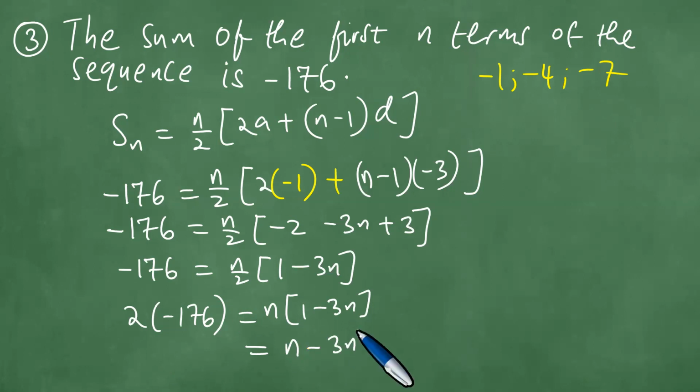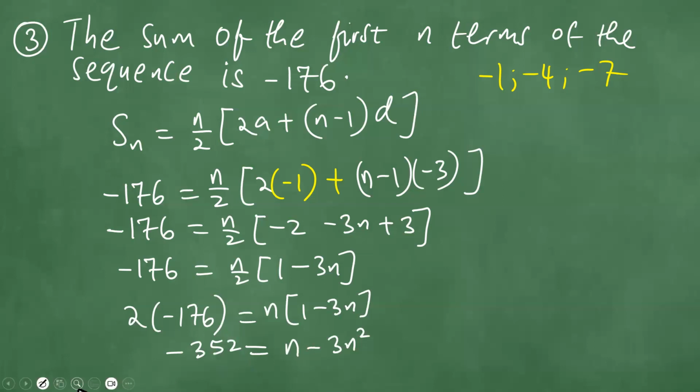N minus 3n squared. Okay, so we have 2 times 176. What is the result? We just need to do some basic calculation. 2 times 176. Negative 352. Well done, it is 352. Good. So which means, therefore, in part 3, we have minus 352. Right, so we have minus 352 is n minus 3n squared.